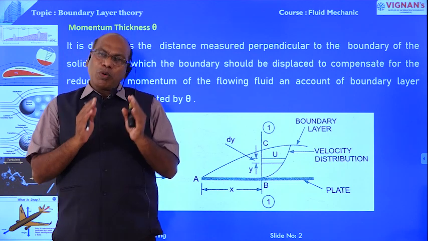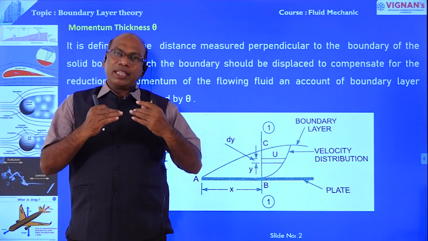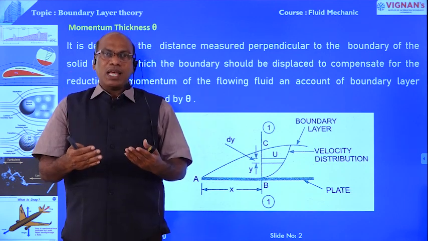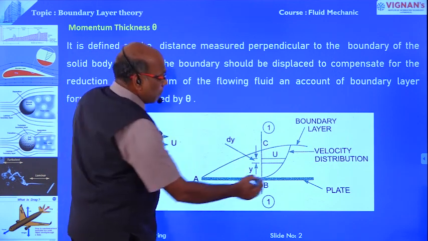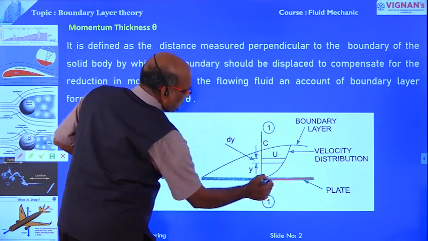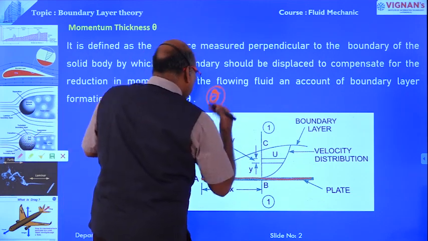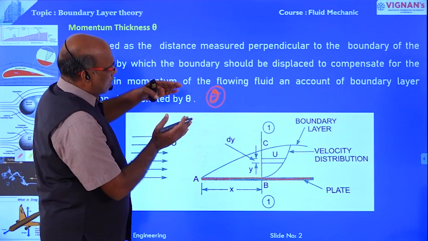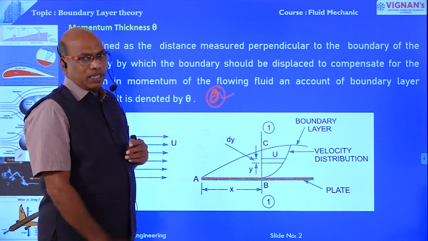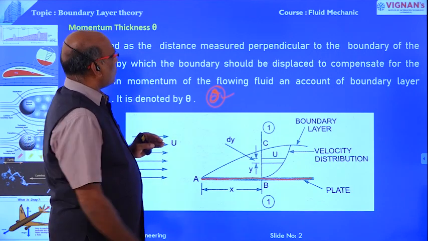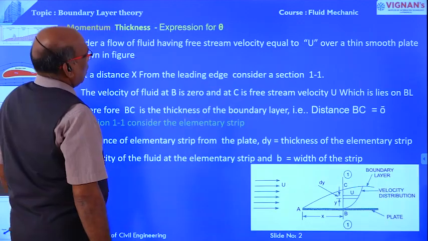Momentum thickness. What is momentum thickness? First definition: to compensate for the reduction in the momentum of the flowing fluid on account of boundary layer formation, the boundary layer is shifted to a distance theta. This shifting of the boundary layer by a distance theta is known as momentum thickness. What is the formula for the determination of the momentum thickness? That is what we are going to write.